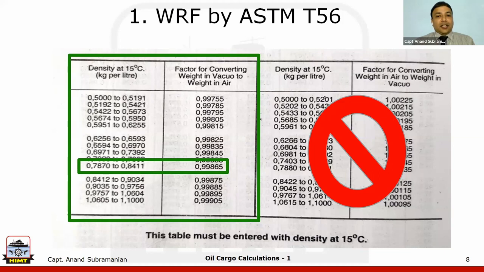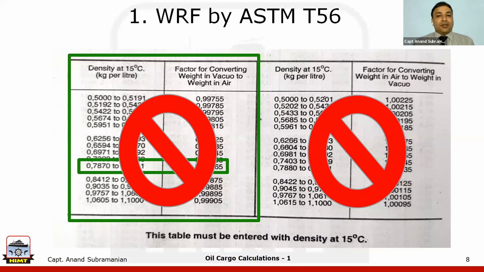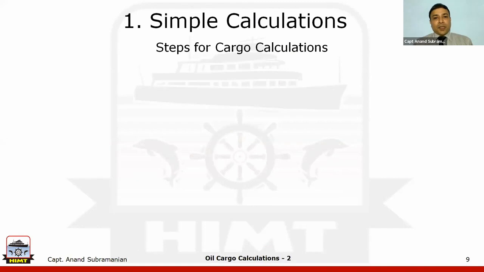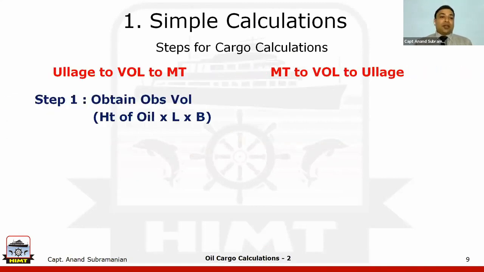We can use another method instead of using this table 56. So in effect, only one table needs to be used, that is table 54, and we can get our answers from this. Again, this is a recap of last class. In case you want to convert from ullage to volume to metric tons, we first obtain the volume.